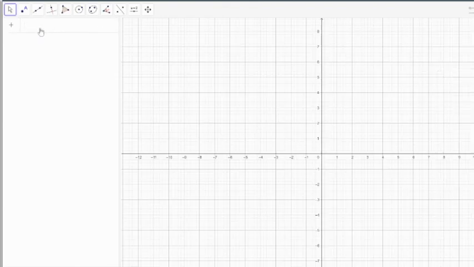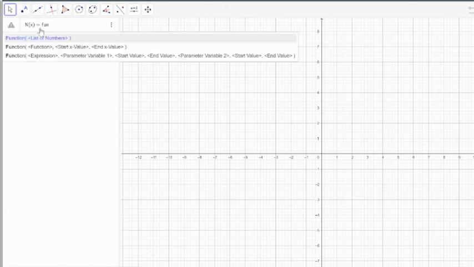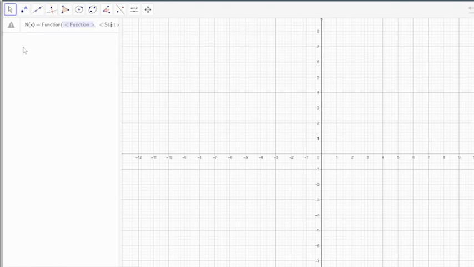And this is the input bar. I'm going to type n of x, because that's the name of our function, equals, and now I'm going to use a keyword function so that GeoGebra gives me a library to choose from. I have 3 options. I'm going to choose the one that gives me a starting and ending value for my function, because our n of x was defined on the interval from 0 to 9,000.